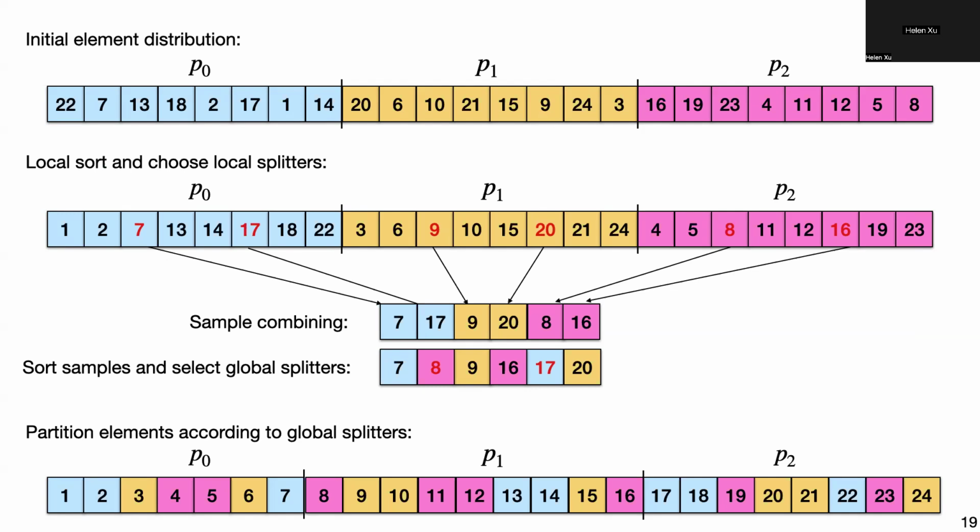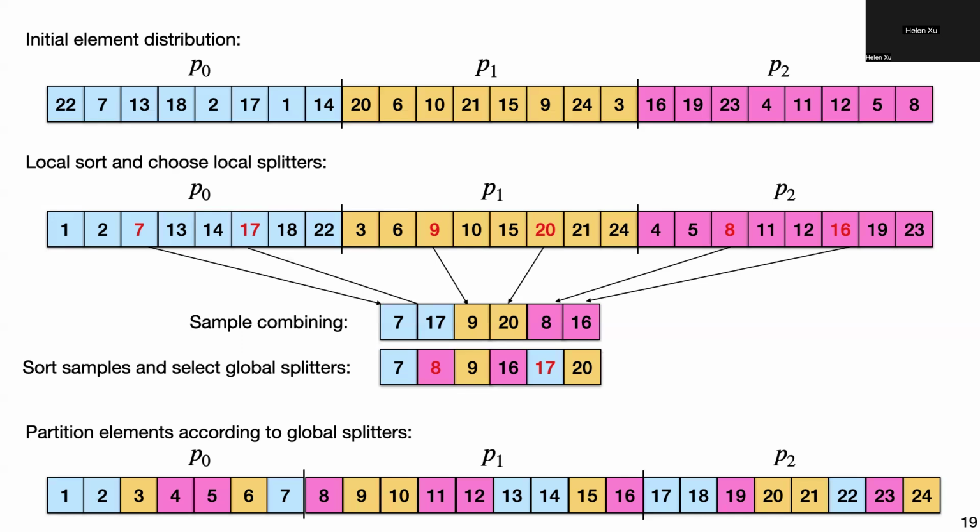Here we would choose 8 and 16. Here we would choose 9 and 20. Here we would choose 7 and 17. These are just every 3 elements. It doesn't perfectly divide by 3, so you just approximately divide it by 3. Then you collect them all into this list. Every processor chose p minus 1 pivots, so this is p times p minus 1.